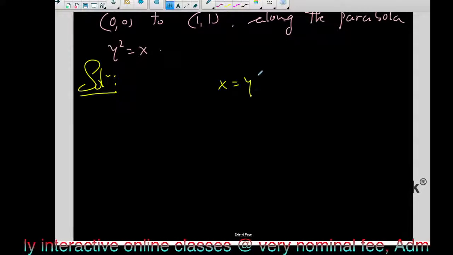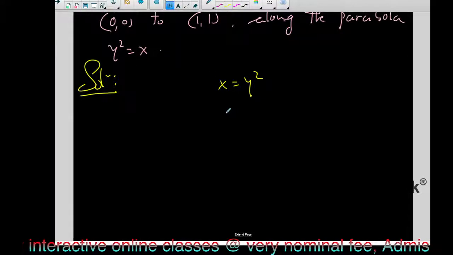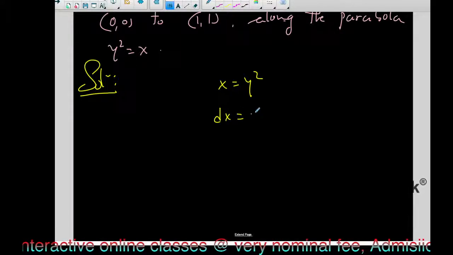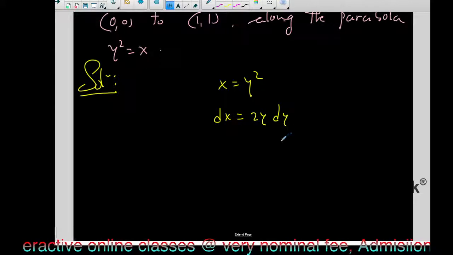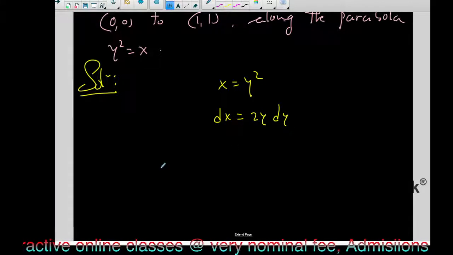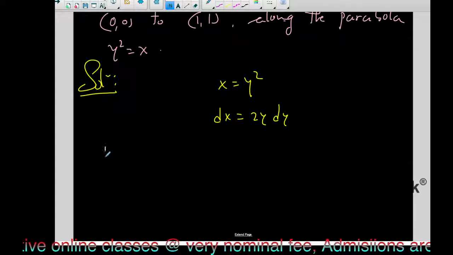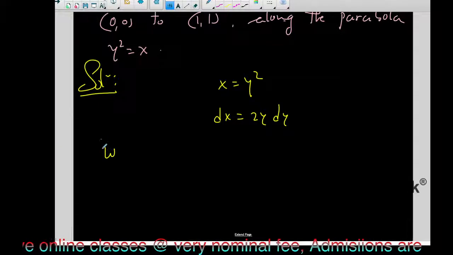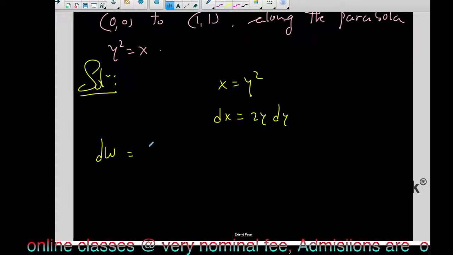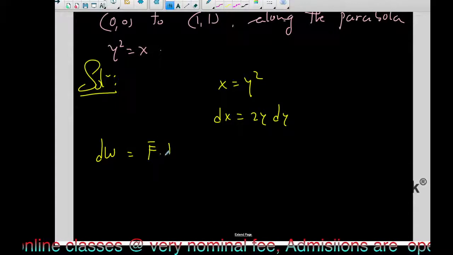As x is y square given here, first 2y dy. You can note it this way. So the work done in moving the particle in displacement dr is dW, you can say, that is F dot dr.